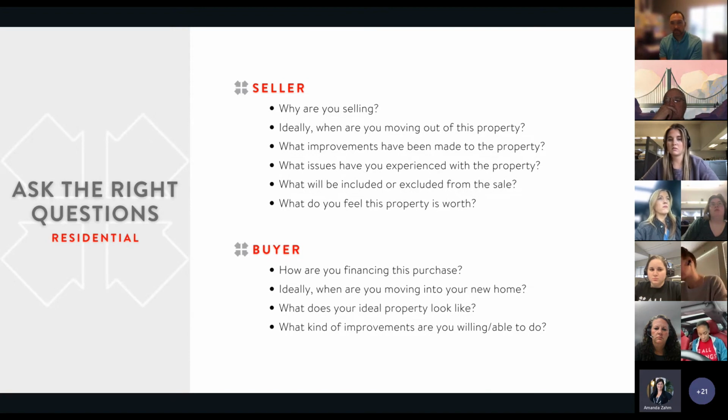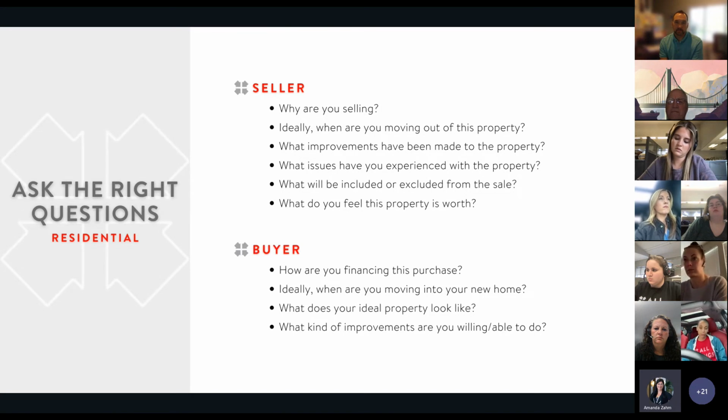And then on the buyer side, how are you financing this purchase? Especially in this market right now, do you have extra cash to go towards an appraisal gap if necessary? Do you have to stick to the $200,000 price point, or can you go a little bit higher? Things like that. And what does your ideal property look like?